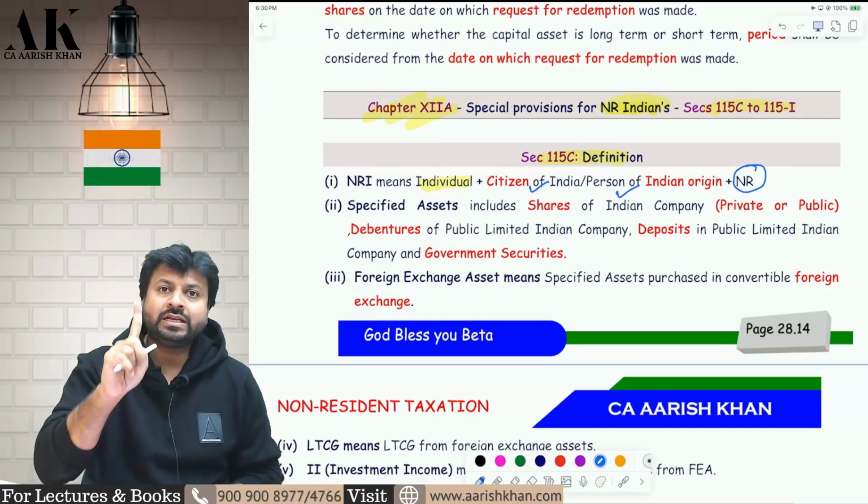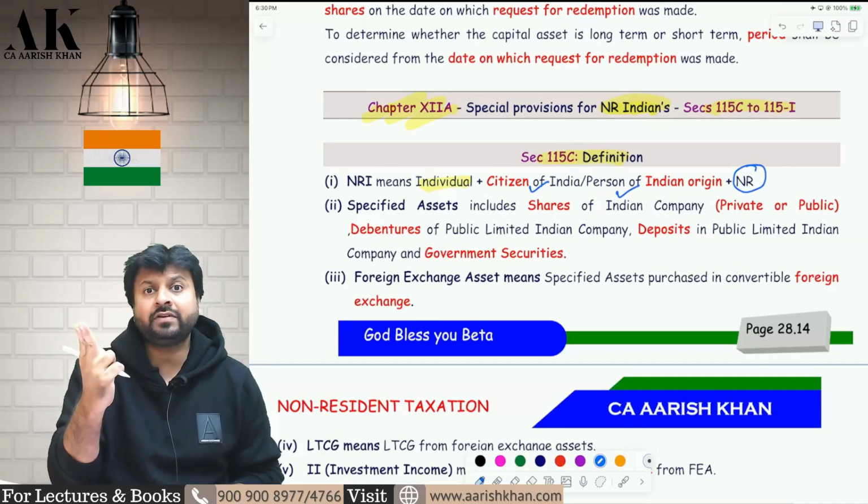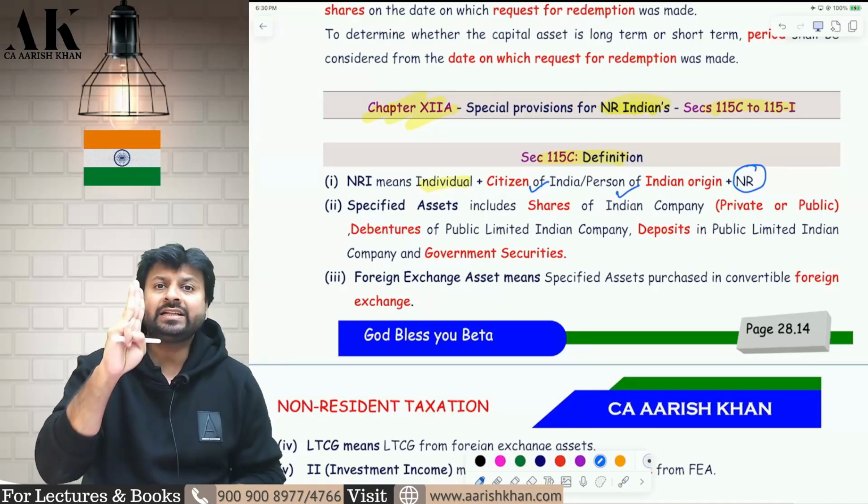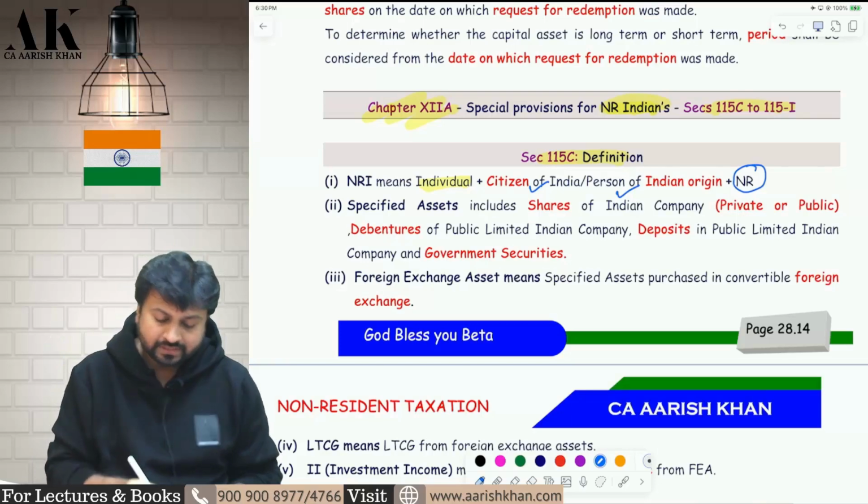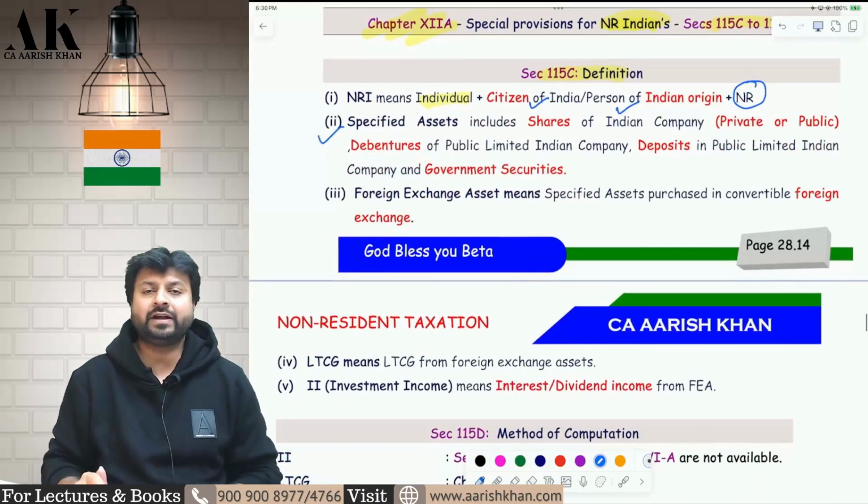So, you should be an individual. Then you should be a citizen of India or a person of Indian origin, either of the two. And at the same time, you should be non-resident. Plus, you should purchase certain specified assets. What are the specified assets? There are 4 assets which are covered in the definition of specified asset.